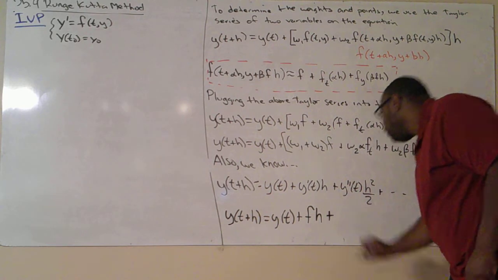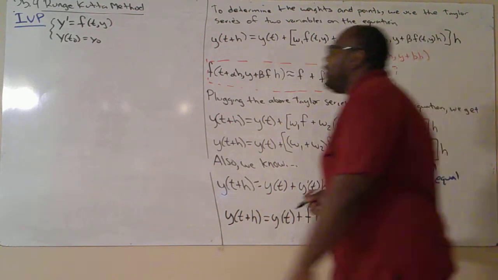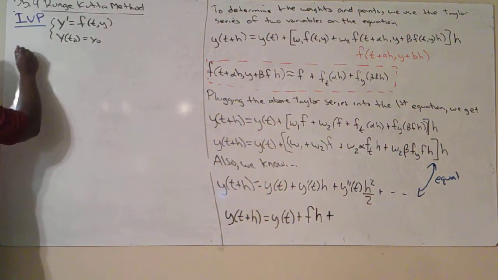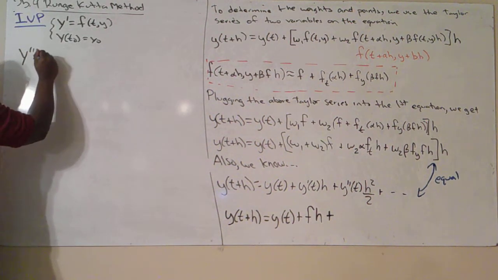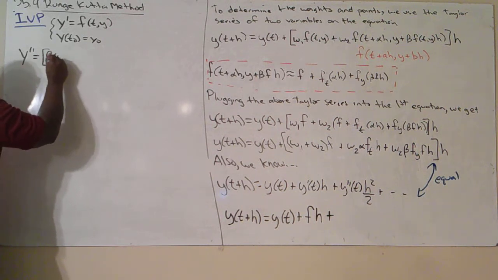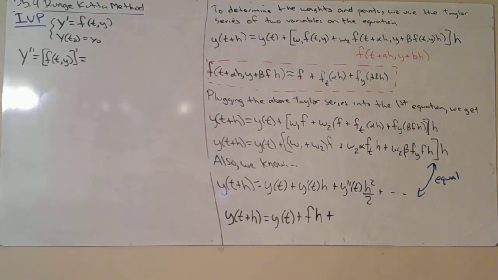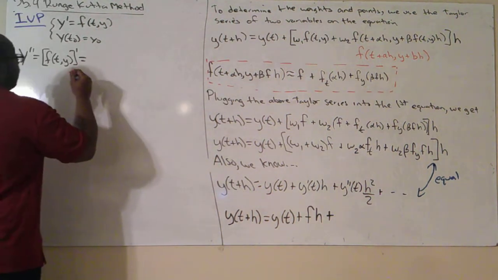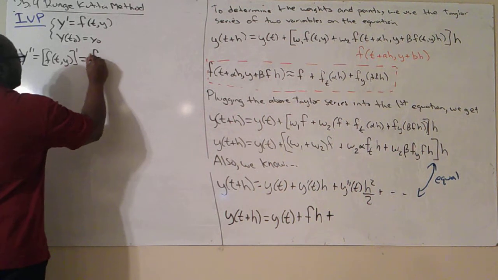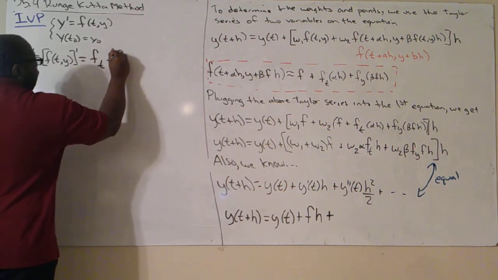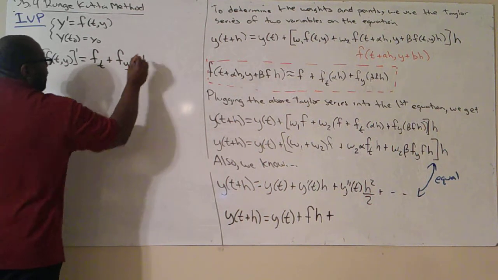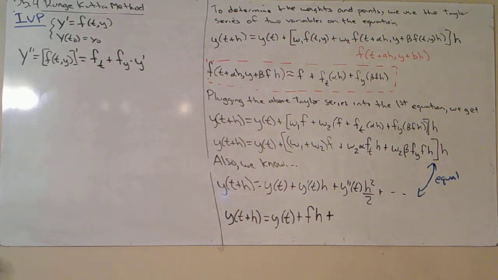Plus what? What's y double prime? Well, we have to figure out what y double prime is. Y double prime is the derivative of f with respect to t. Now, what is the derivative of f with respect to t going to be in this case? Here we have to use chain rule. And chain rule says that what we're going to get is the derivative of f with respect to t plus the derivative of f with respect to y times y prime. That's what chain rule says.